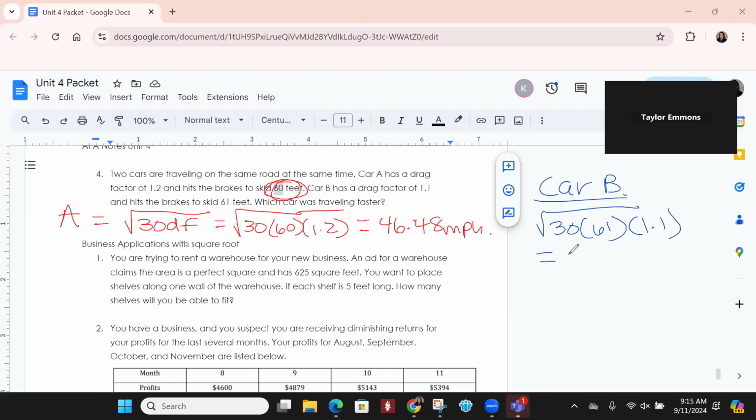All right, when you plug that in, I got 44.87. Who was going faster? Car A was going faster. Cool. Again, not too bad, right?